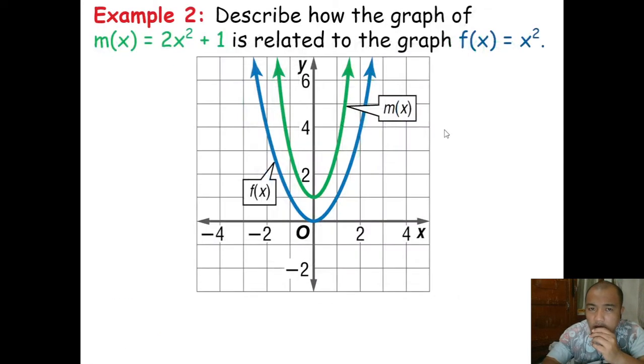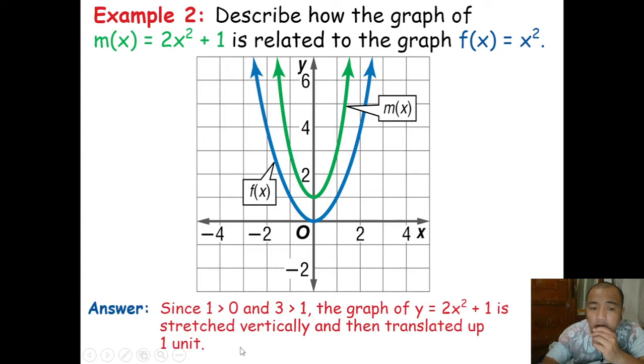Okay? Yan yung dilation. About this, describe how the graph of m of x, the green parabola, equals 2x squared plus 1, is related to the graph of f of x equals x squared. Right? What's the answer? Since 2 is greater than 1, the graph of y equals 2x squared plus 1 is stretched vertically and then translated up 1 unit.